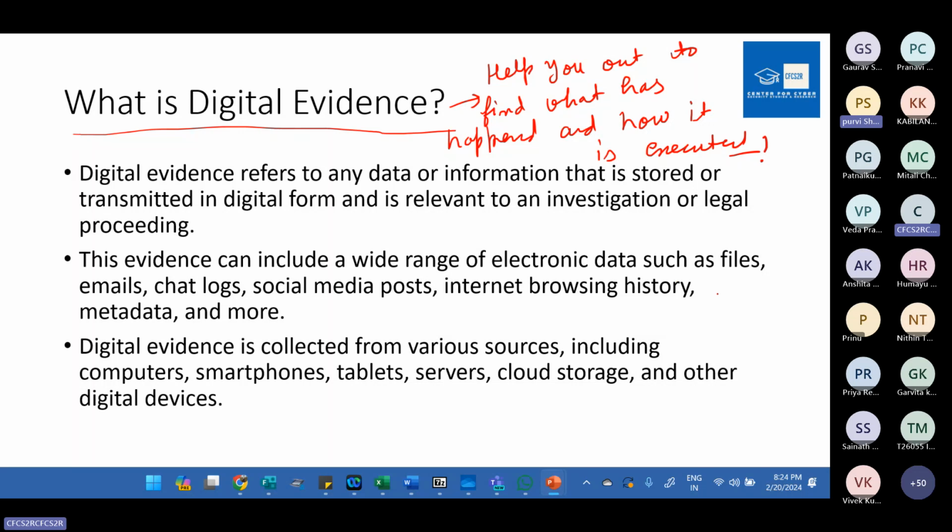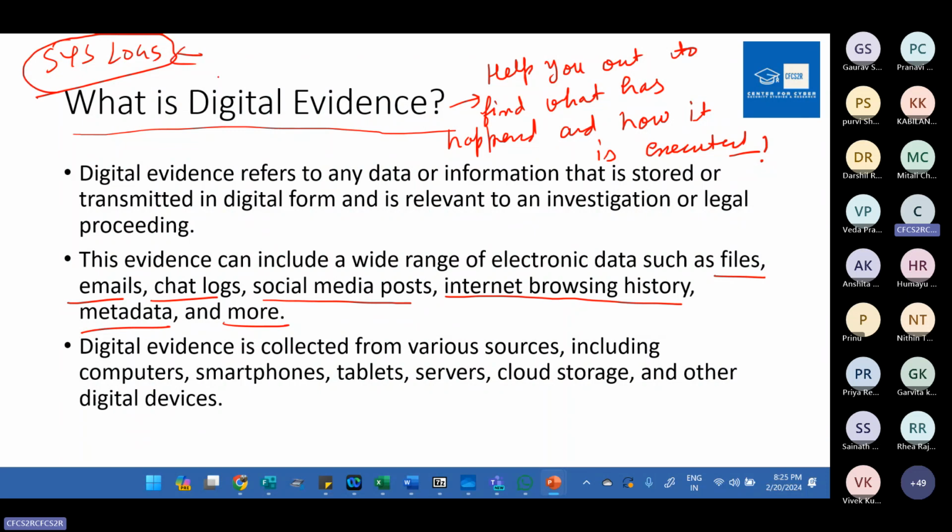So what can be your digital evidence? It can be your files, your emails, your chat logs, your social media posts, internet browsing history, metadata, and more. Okay, if I talk about Windows, which can be the most reliable digital evidence in the Windows operating system? Logs. Telemetry logs. Syslogs. Okay.